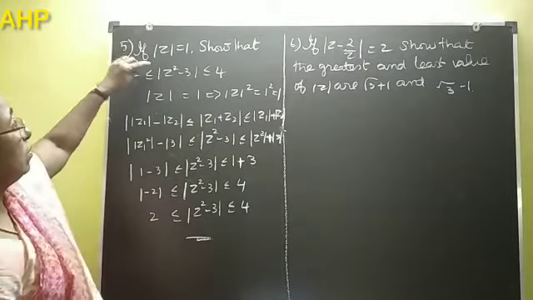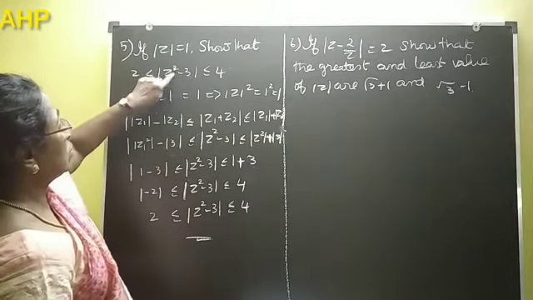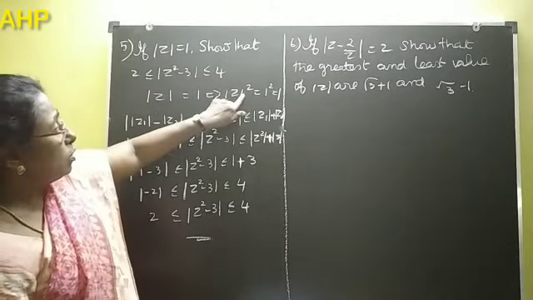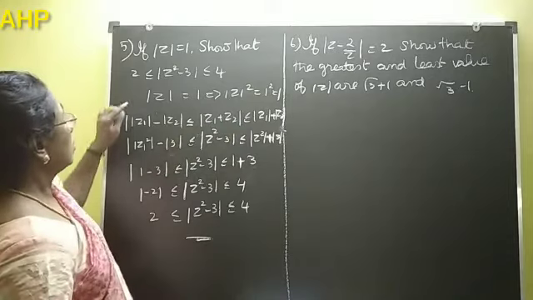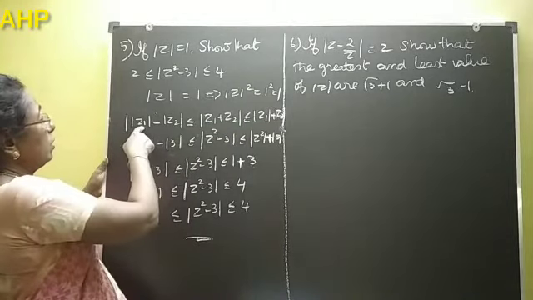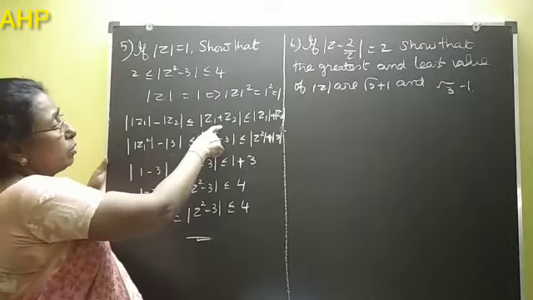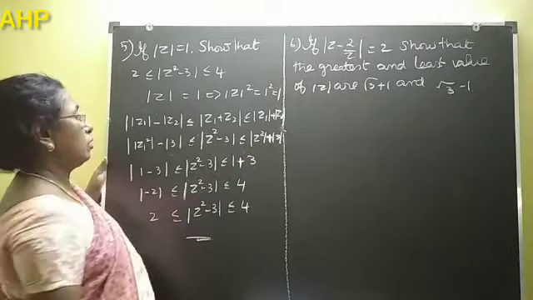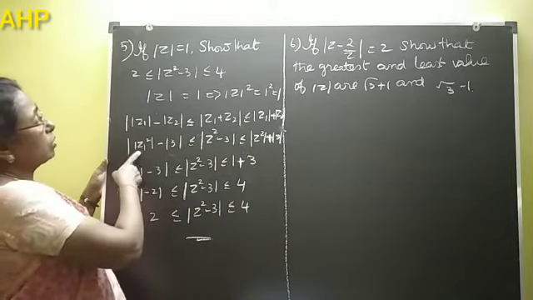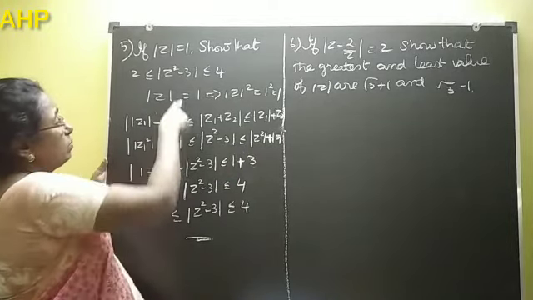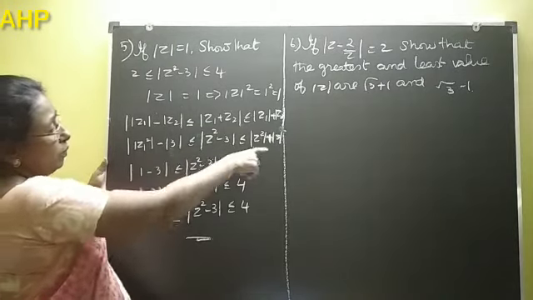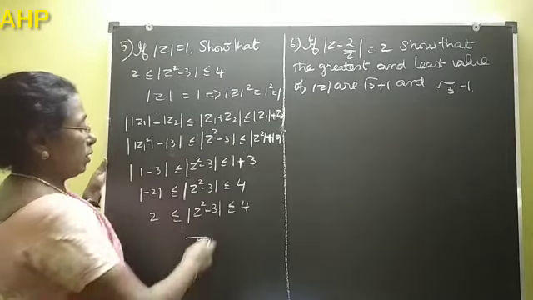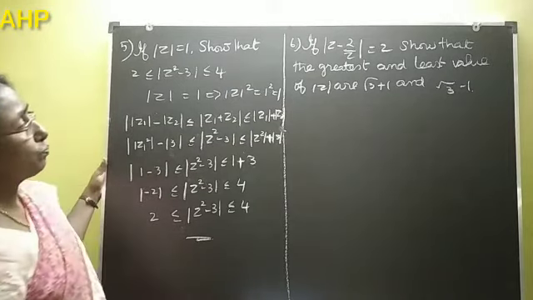So here we are taking Z square, since it is given Z square minus 3, and hence we are finding modulus Z1 equal to 1, therefore Z1 square is also equal to 1. Our identity is modulus Z1 minus Z2 less than or equal to modulus Z1 plus Z2 less than or equal to modulus Z1 plus modulus Z2. Here our Z1 becomes Z square and Z2 becomes 3. Just substitute, then take the modulus, and we get 2 less than or equal to modulus Z square minus 3 less than or equal to 4.